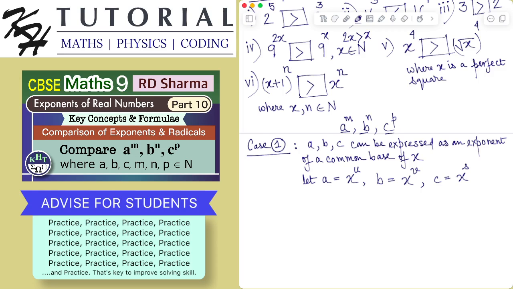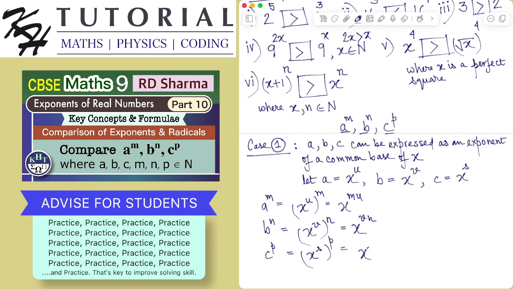So now what will a to the power m become? Since we have expressed a in the form x to the power u, this is x to the power u whole raised to the power m, which is x to the power mu. Similarly, b to the power n will be x to the power v whole raised to the power n, which is x to the power vn. And finally, c to the power p will be x to the power s whole raised to the power p, which is x to the power sp.